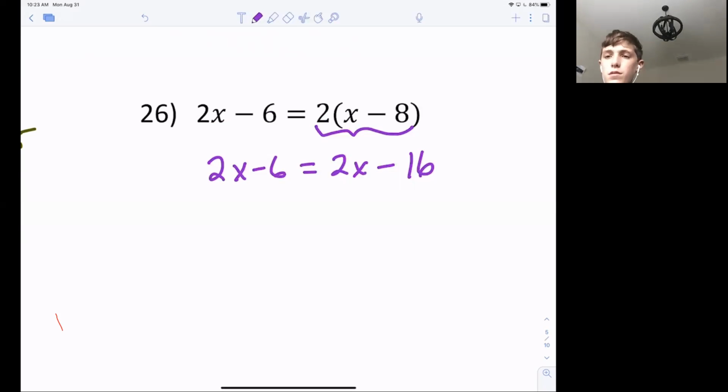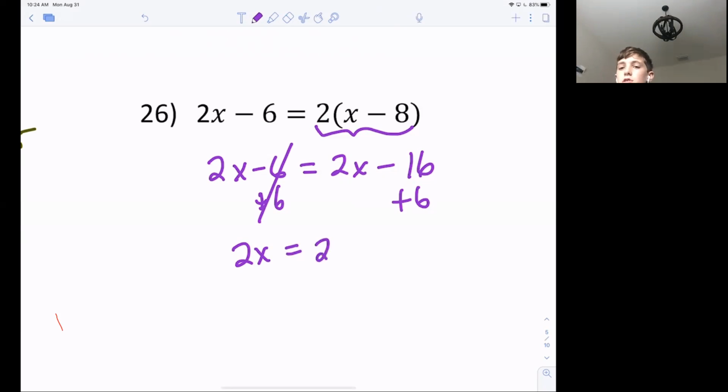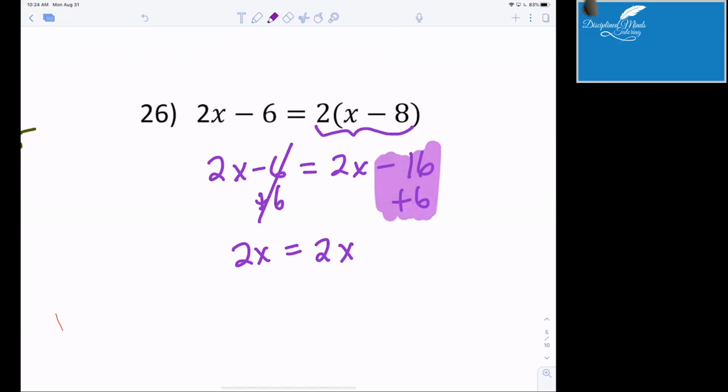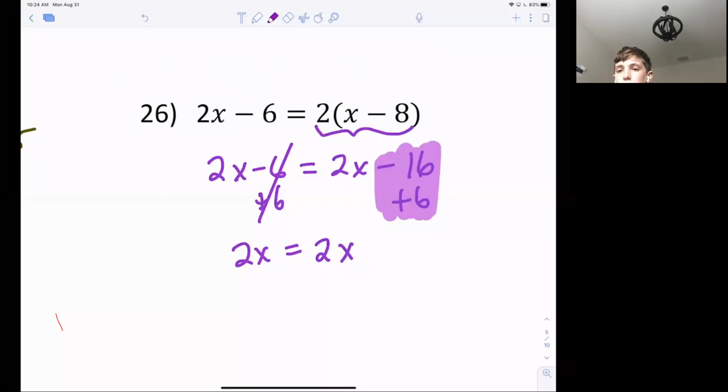So now you do plus 6 and plus 6 to both sides. And then the two 6s cancel out. And then you get 2x equals... 2x minus 32. What is that? Oh, my bad. Negative 10. Negative 10. And then what you do is you say plus 10 to each side.